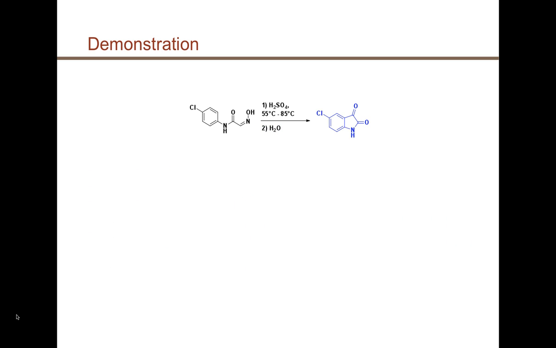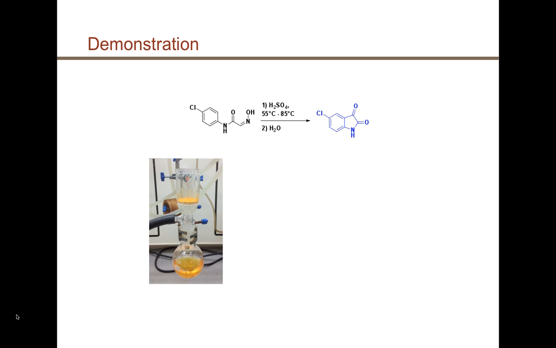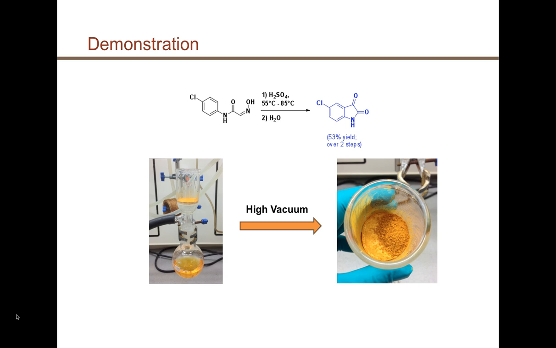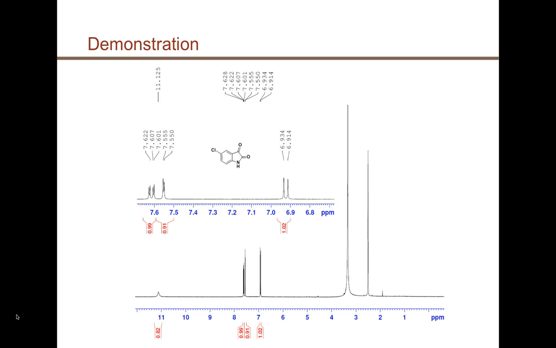The precipitated isatin was collected by filtration and placed under high vacuum to remove residual water. The desired isatin was then obtained as an orange powder with good yield and high purity. In cases where meta-substituted aniline was used as starting material, a mixture of 4-substituted and 6-substituted isatin will be obtained as the product.